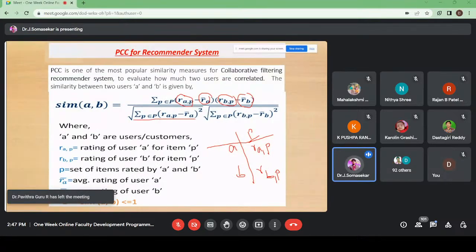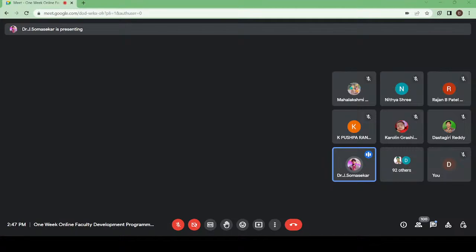Similarly, the denominator is the standard deviation of user A and the standard deviation of user B. So this is a simple correlation coefficient formula that we can convert to the similarity between two users, for our convenience in a recommendation system.